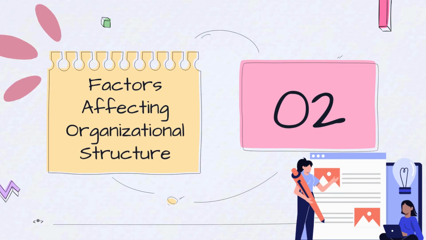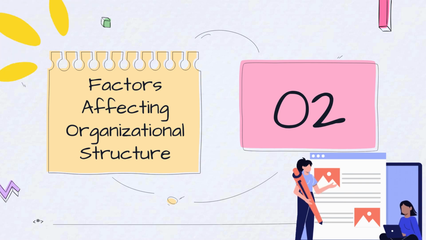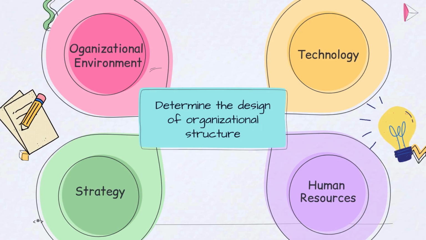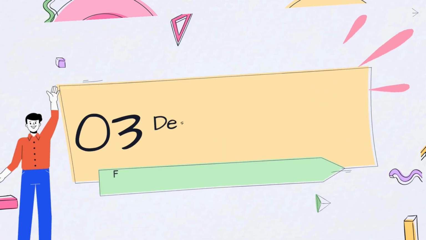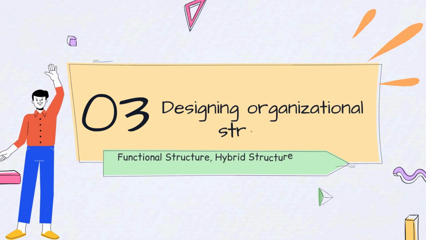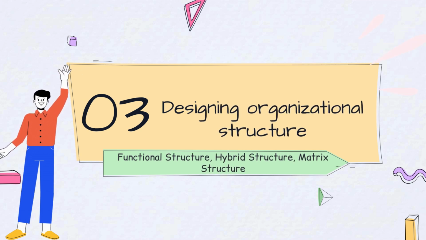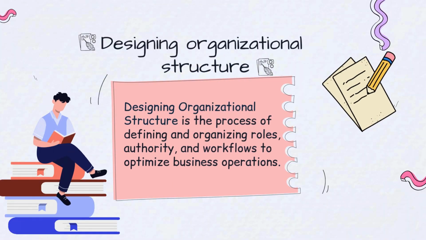Let's go ahead and take a look at the factors affecting organizational structure. Determinants of the design of organizational structure include four elements: organizational environment, technology, strategies, human resources. Now, we will move to the next part, designing organizational structure. In this part, we will learn functional structure, hybrid structure, and matrix structure. Designing organizational structure is the process of defining and organizing roles, authorities, and workflows to optimize business operations.